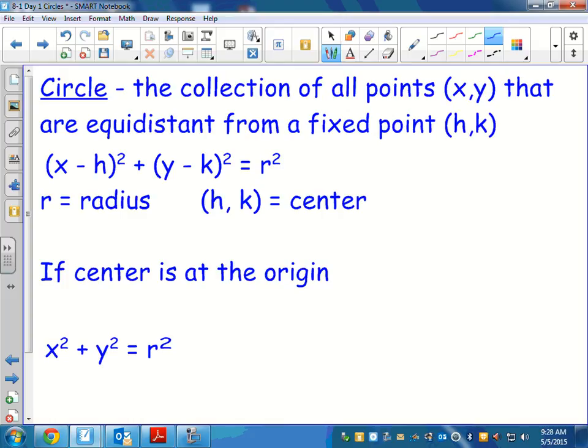If it's at the origin, it just means h and k are 0, so it looks super nice: x squared plus y squared equals r squared. Circles are not functions, so if you graph a circle, it's never going to pass the vertical line test, which means if you're going to type it in your calculator, you would have to solve it for y, and you'd have a plus and a minus radical. So you've got to know this, okay? Star it, circle it, something.